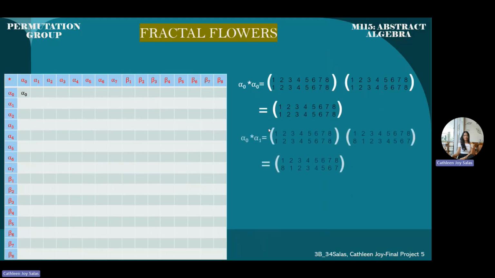So next example, we have the alpha sub 0 multiplied by alpha sub 1. So as you can see here, 1 is to 8. That's why we will look for the corresponding elements for the 8 on the first permutation. That's why for element 1, we have the product of 8.